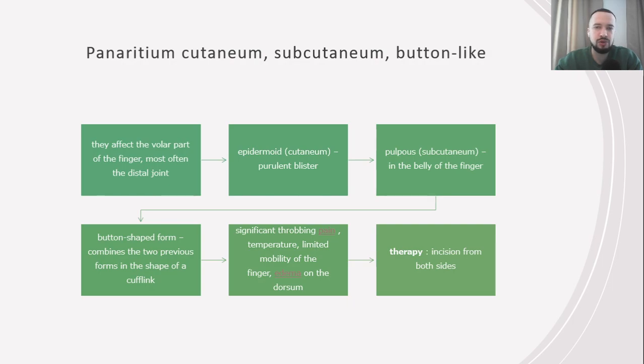Panaritium cutaneum, subcutaneum, button-like. They affect the volar part of the finger, most often the distal joint. Epidermoid cutaneum, purulent blister, pulpous subcutaneum in the belly of the finger. Button-shaped form combines the two previous forms in the shape of a cufflink. Significant throbbing pain, temperature, limited mobility of the finger, edema on the dorsum. Therapy: incision from both sides.